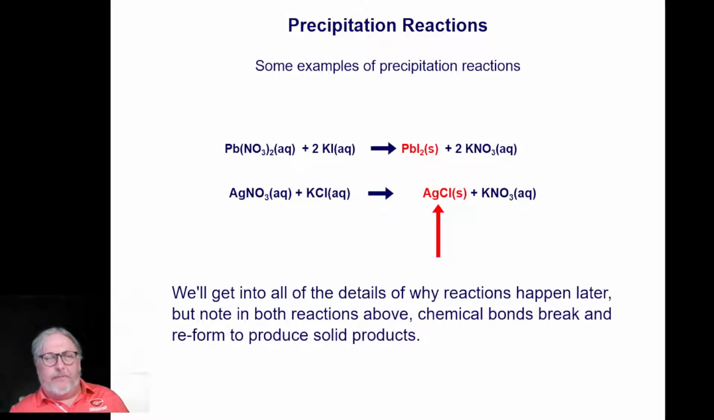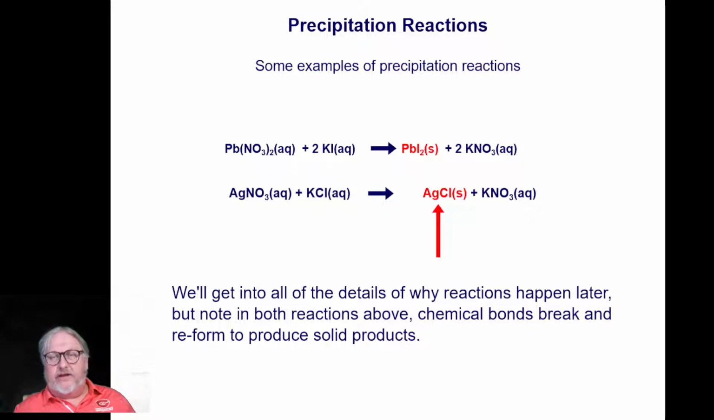So here's some examples of some precipitation reactions. I've got lead nitrate plus 2 moles of potassium iodide, forming lead iodide and potassium nitrate. Using our SNAP rules, potassium nitrate is very soluble, so it's going to stay in solution. Lead iodide is not one of the SNAPs, not one of the NaCNs, so lead iodide is not soluble. It's going to be insoluble. It falls out of solution.